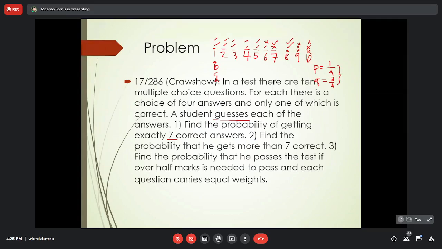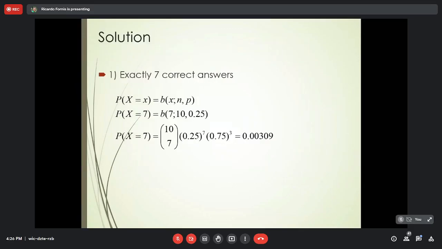The question is, how many ways could a student choose 7 out of 10 and make those 7 items correct? Therefore, if we are going to answer it for exactly 7 correct answers, we would say the probability of the binomial random variable X equals 7. So X equals 7.